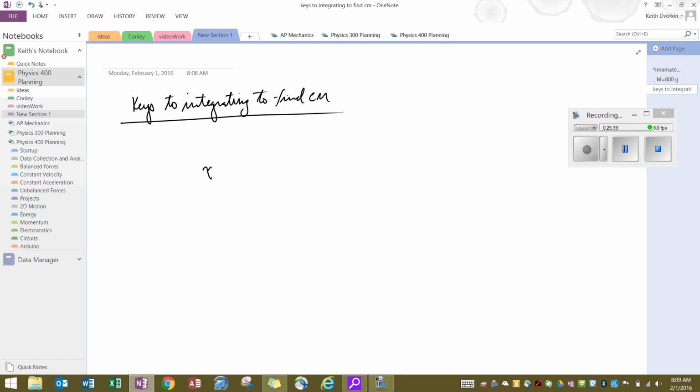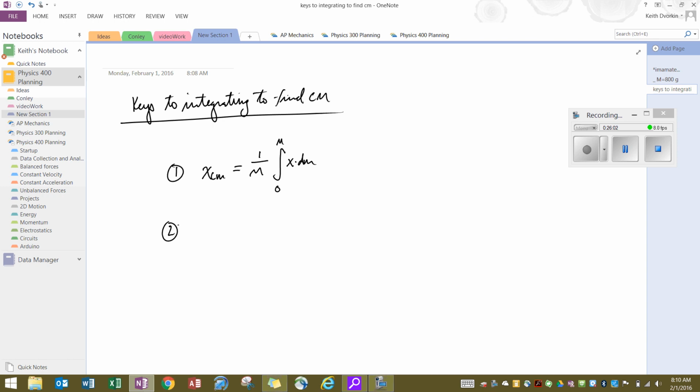So first, you have to know this integral. To find the center of mass, we're going to do 1 divided by the total mass, times the integral of the position of the little chunk of mass times its mass dm. And you're going to integrate over the whole mass of the object that you're interested in. Okay, so that's the first key: know the definition.